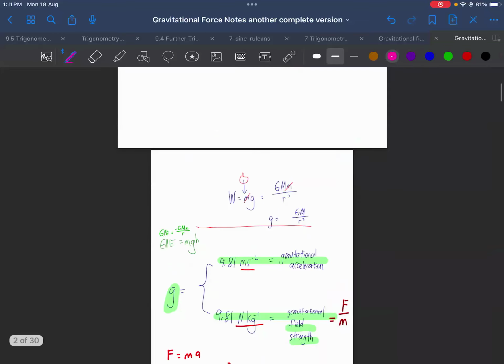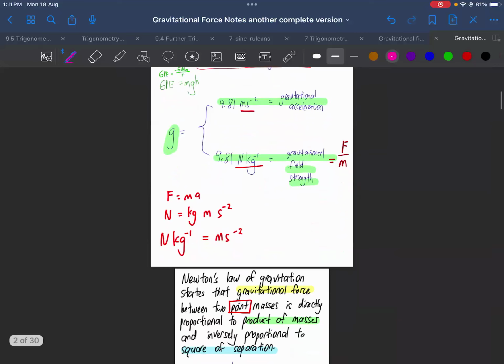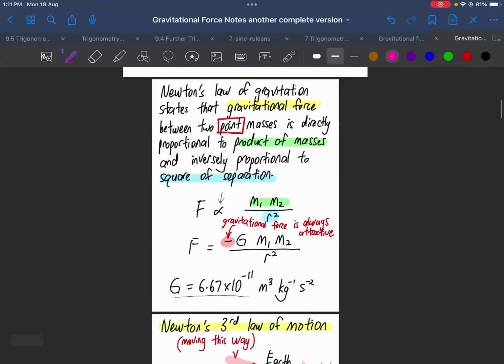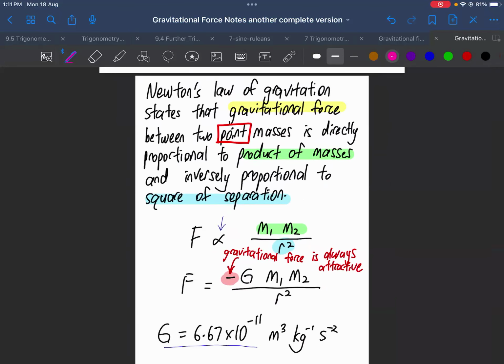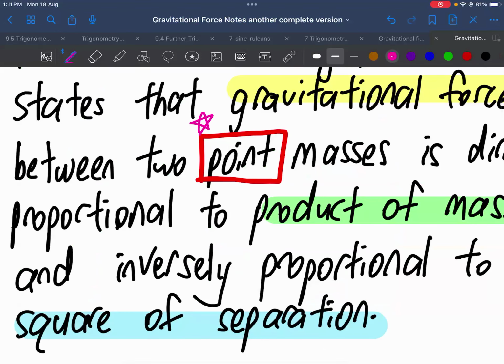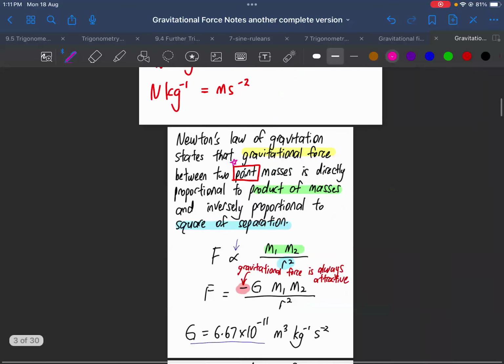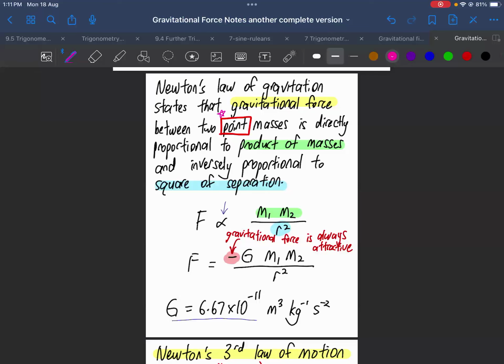Now, the first thing we have to learn is Newton's law of gravitation. Due to this law, we are going to come up with gravitational force equal to negative GMm over r squared. Make sure that you understand I purposely highlight the word point, because this law is only applicable for point masses. If this is a volume of mass, then we cannot apply this anymore.